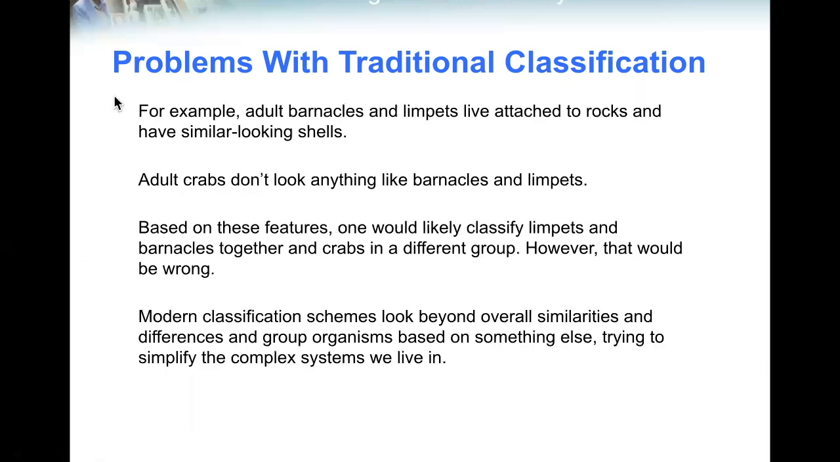For example, adult barnacles and limpets live attached to rocks and have similar-looking shells. Adult crabs don't look anything like barnacles and limpets. Based on these features, one would likely classify limpets and barnacles together and crabs in a different group. However, that would be wrong. Modern classification schemes look beyond overall similarities and differences and group organisms based on something else, trying to simplify the complex systems we live in.